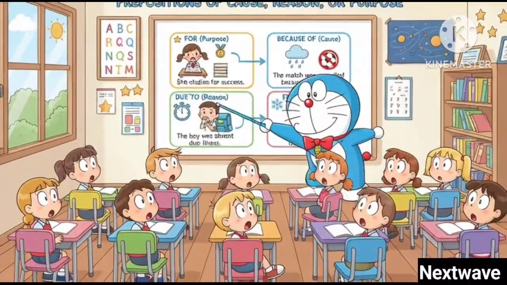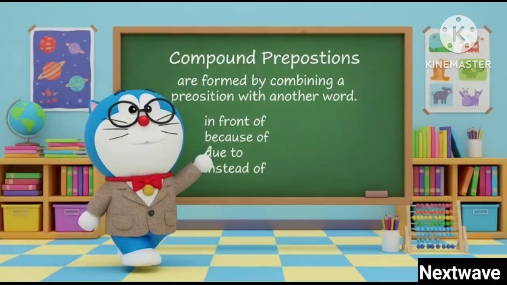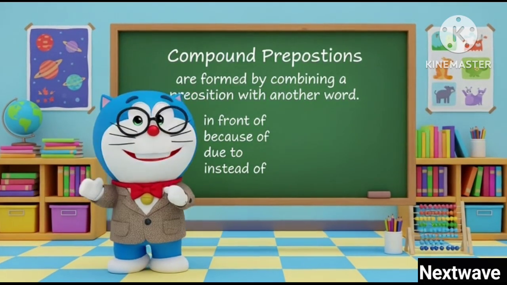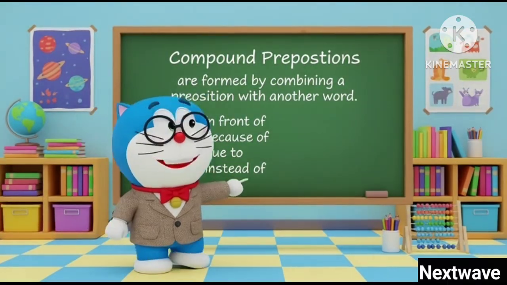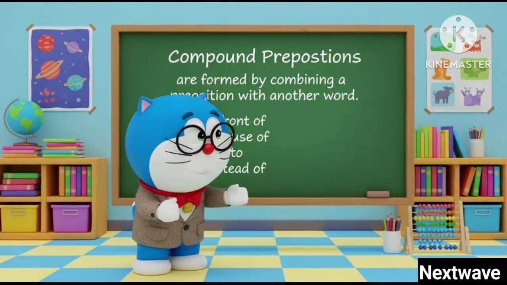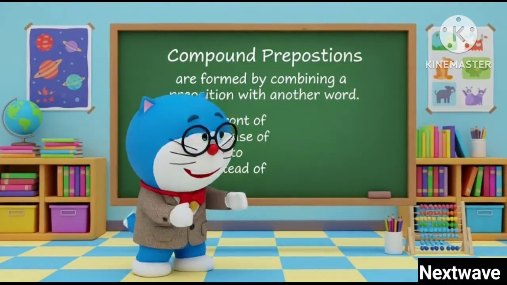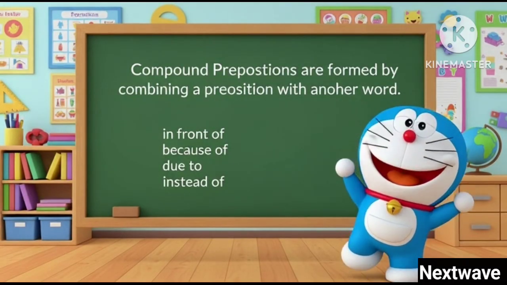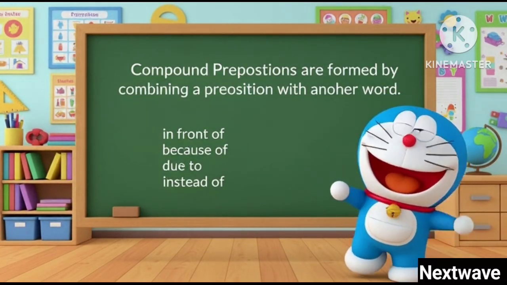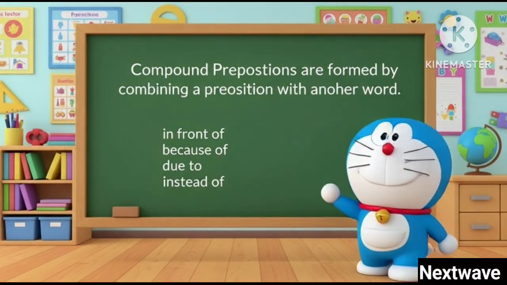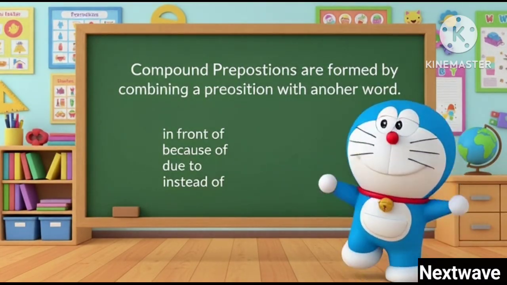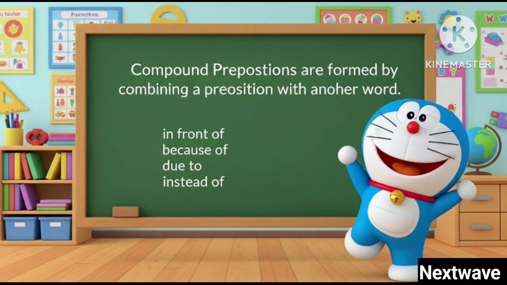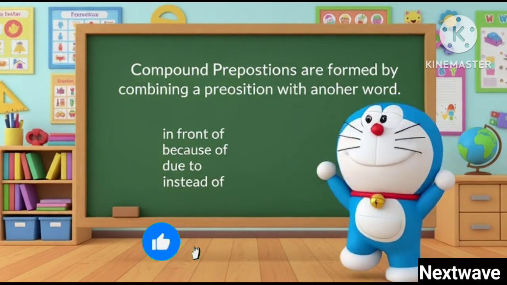Next type of preposition, that's compound preposition. Compound prepositions are formed by combining a preposition with another word, or combining two or more words that are used like a single preposition. For example, in front of, because of, due to, instead of. So let's see these words in sentences.